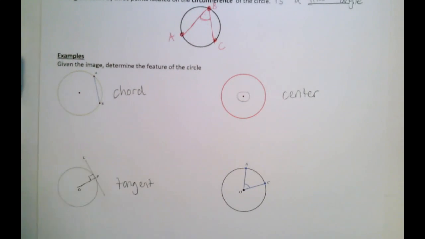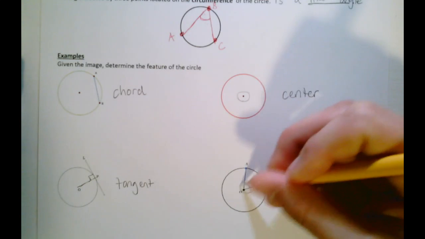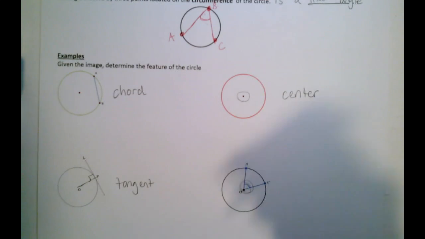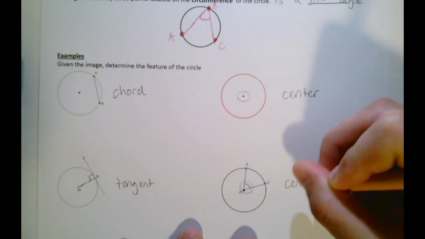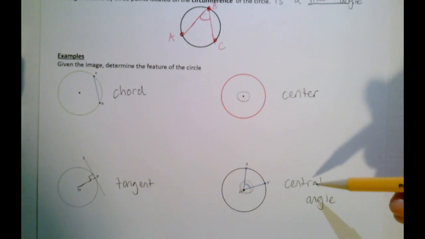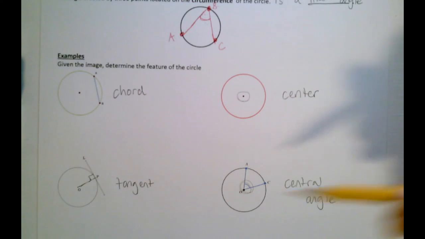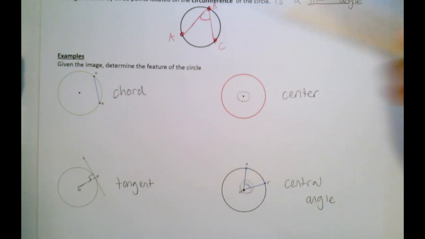And then the last one, if you notice here, I have an arc AC. It looks like I'm looking at this angle right in here, which since it touches the center, as we talked about, this would be a central angle. And it's helpful to note that a central angle touches the center versus an inscribed angle, as we talked about before, is going to touch the circumference.